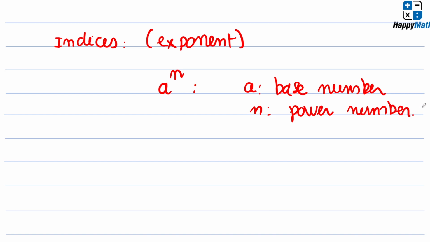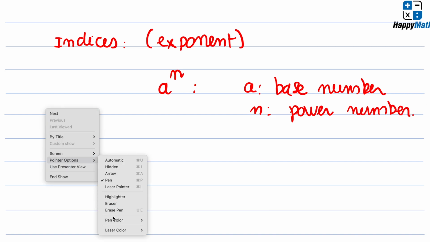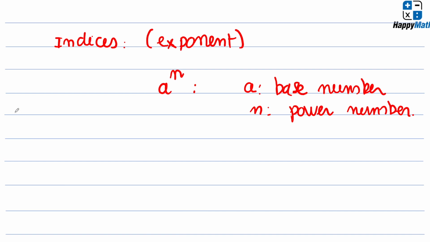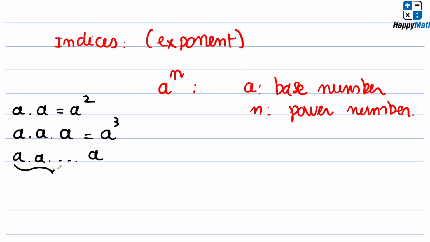The first thing I want to recall about the indices is the definition of a to the power of n. When you have a times a, you get a squared. When you have a times a three times, you get a to the power of 3. And of course, when you have a times a, n times, it means you will have a to the power of n. That is the fundamental of the indices.